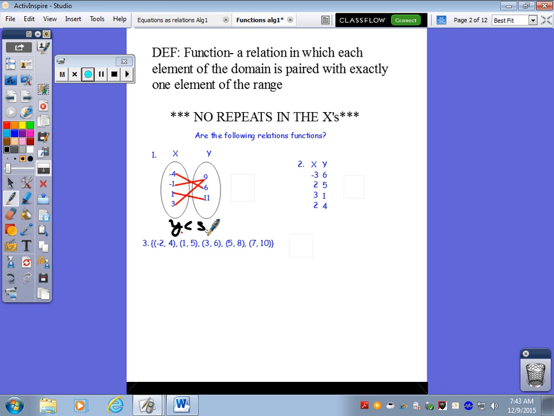Okay, look at the function table. Here we have 2, 2, 5, and 2, 4. So since an x is shared, it is a no. -2, 1, 3, 5, 7 is the domain. Every one is different. Therefore, it is a yes.